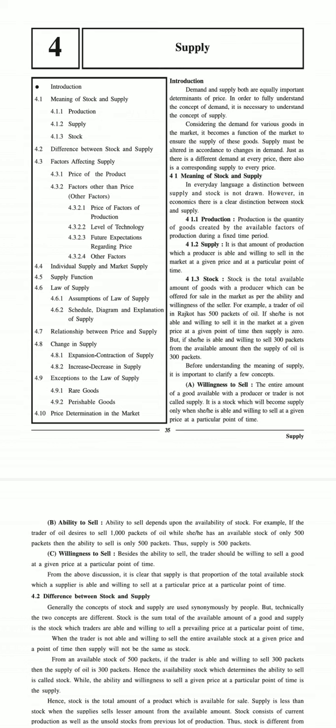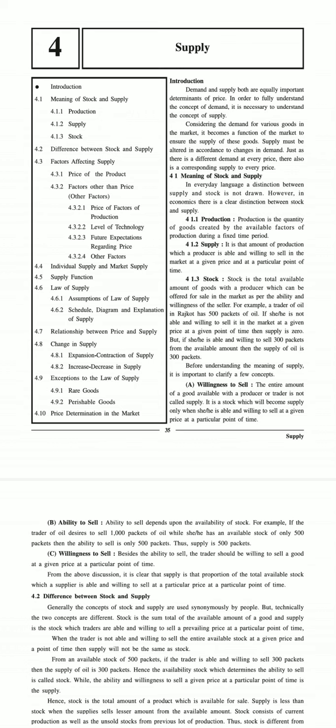So the stock will become supply only when the producer is able and willing to sell at the given price and at a particular point of time. So that's the first concept, that is willingness to sell. The second one is the ability to sell.